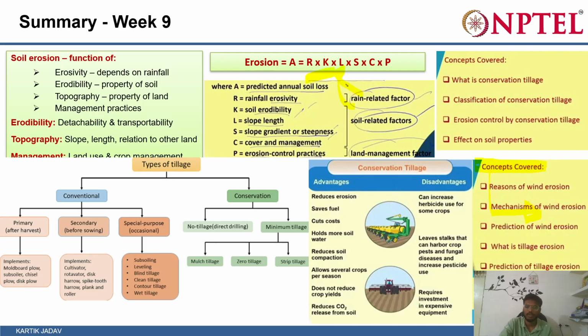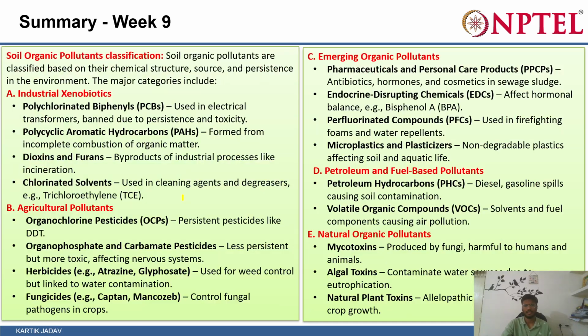Then we have also covered how to prevent wind erosion, also introduced tillage erosion, basically conservation tillage. And then we discussed the types of tillage in detail in the last lecture. And then we introduced soil organic pollutants and inorganic pollutants. In last week, basically we focused on soil organic pollutants.